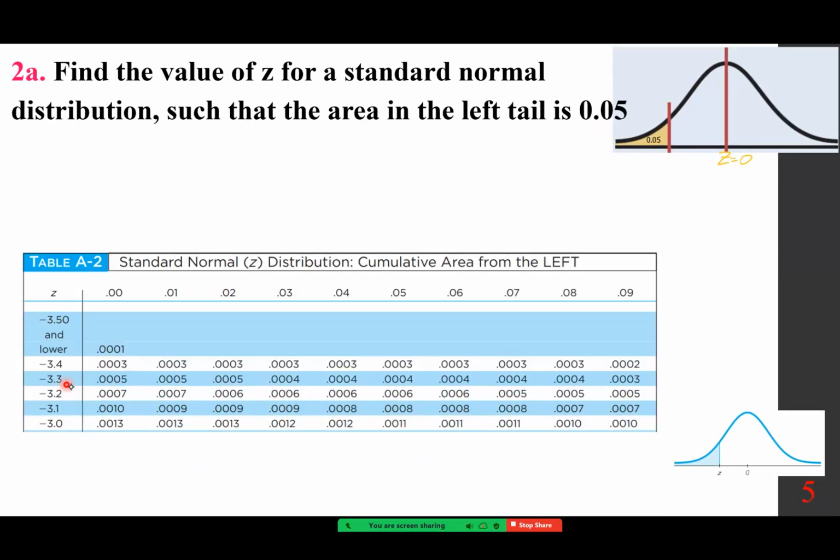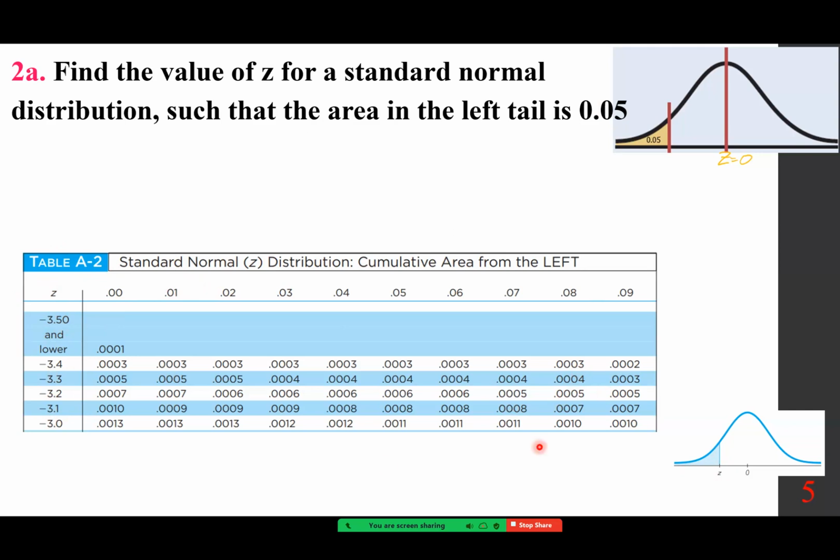Let's look at the table. When you look at the Z table, it normally represents the area from negative infinity to the value of Z, okay? And we want the area to be 0.05. On the left column and the top row, we can find the Z values. For example, this one would be minus 3.51, okay?